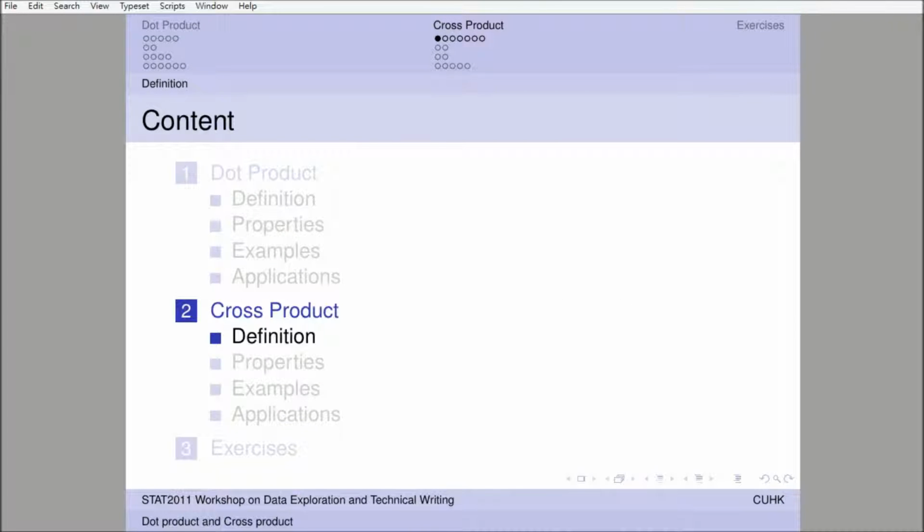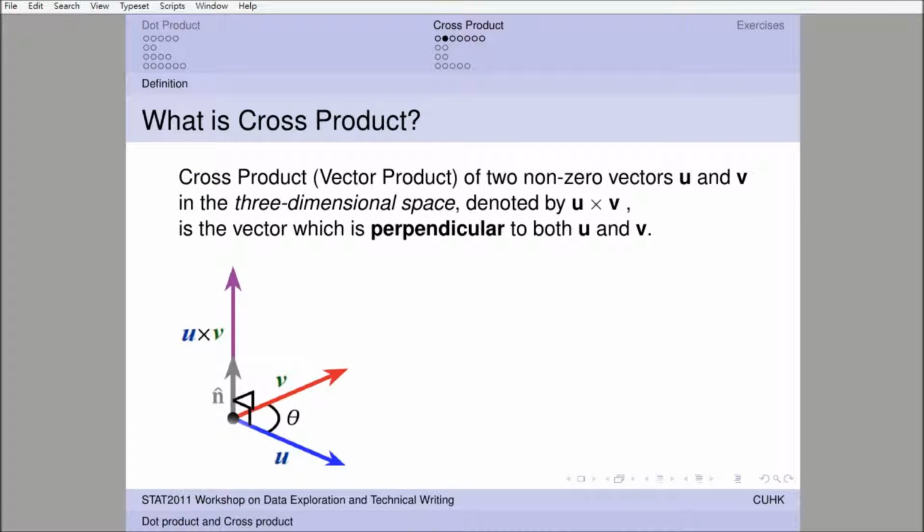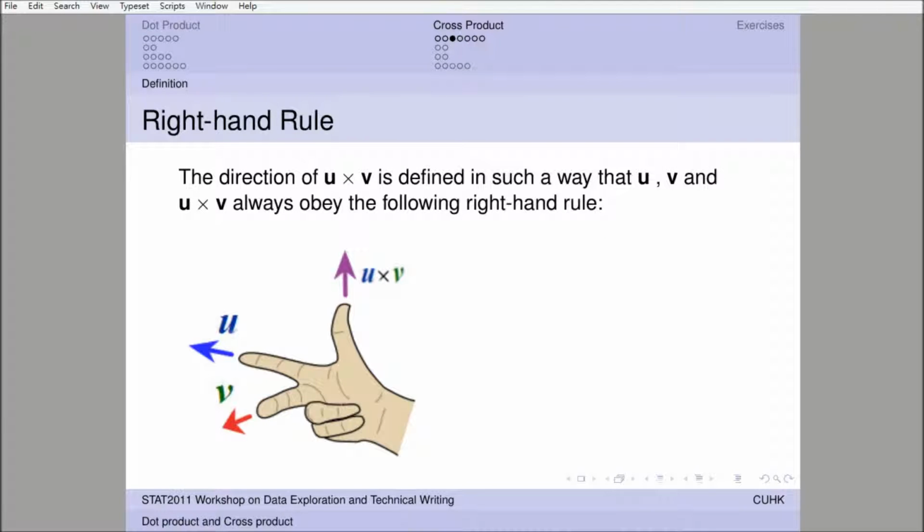Next, let's talk about cross product. Suppose we have two non-zero vectors u and v in three-dimensional space. The cross product or vector product of u and v, denoted by u cross v, is the vector which is perpendicular to both vectors u and v. The direction of u cross v is defined by the right-hand rule. Vectors u, v, and u cross v always obey the directions as shown in the figure.